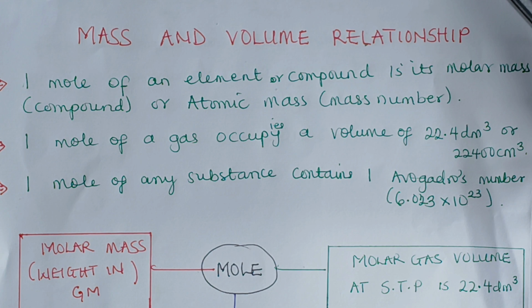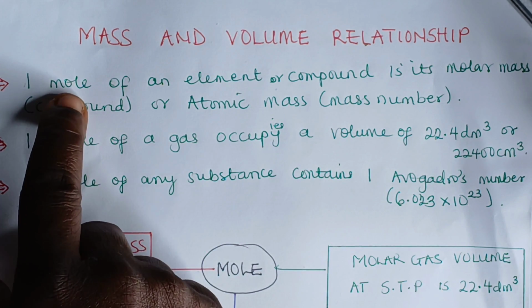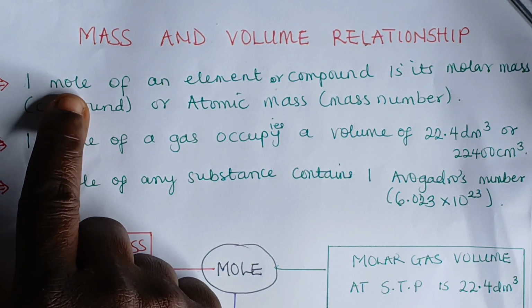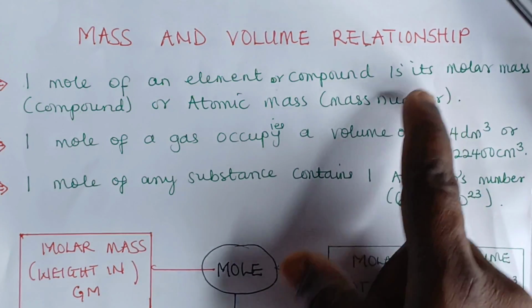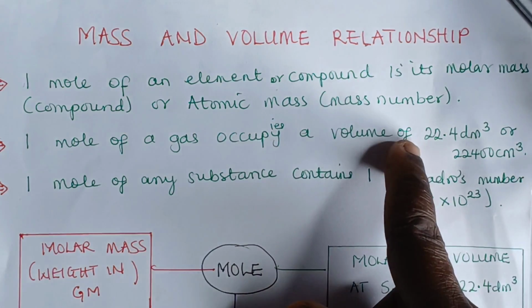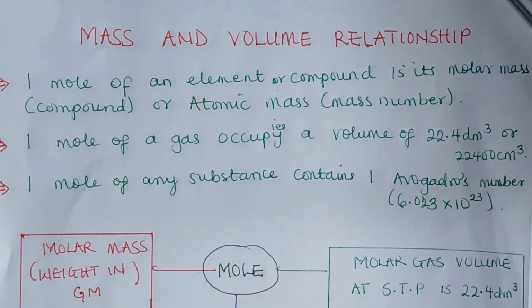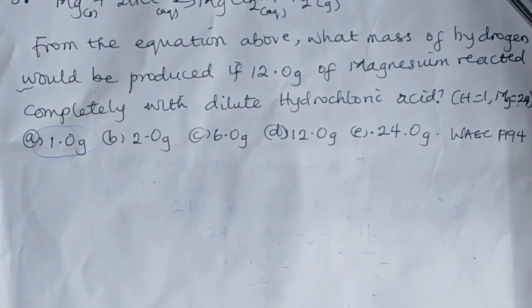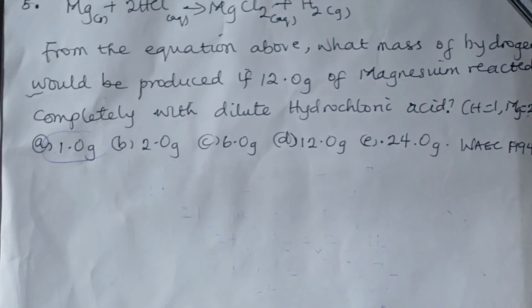Then also 1 mole of any substance contains 1 Avogadro's number, which is 6.023 multiplied by 10 raised to the power 23. But all we are after is to be able to compare or work with mole and Avogadro's number, mole and mass, mole and volume, or even mass and volume. Any of these can be used in your calculation. So a set of questions has been carefully selected and prepared for you.